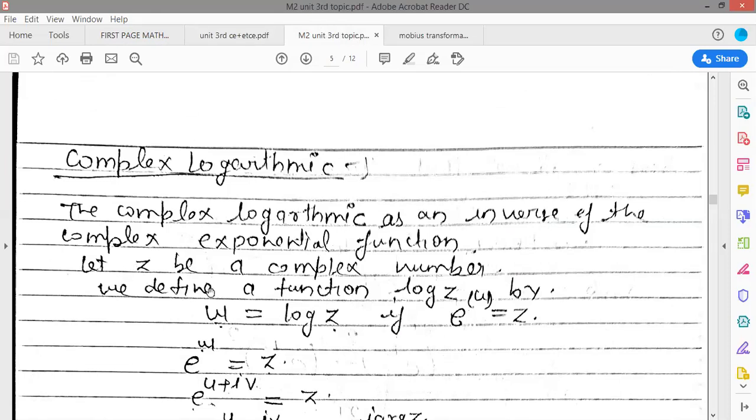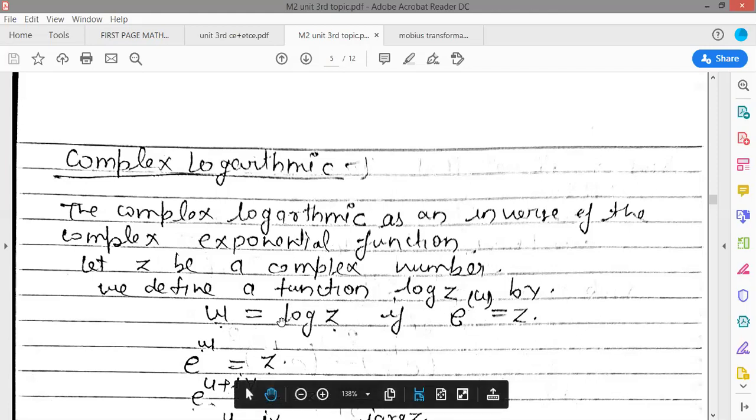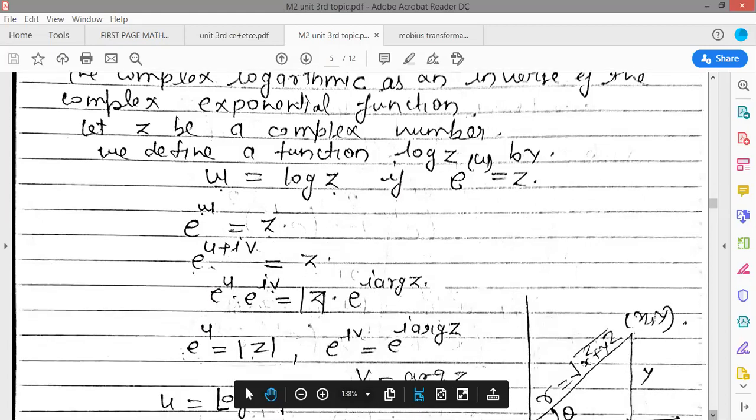Let z be a complex number. So we define a function log z as a logarithmic function. We have w is equal to log z, where w is a function of the variable z. If e to the power w is equal to z, that means e to the power w is an exponential function, then you can write w is equal to log z. Now e to the power w is equal to z, so we know that w is equal to u plus iota v.